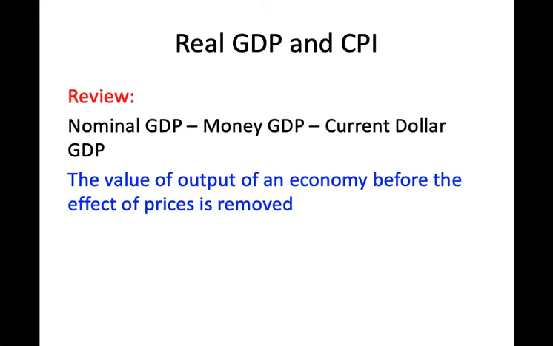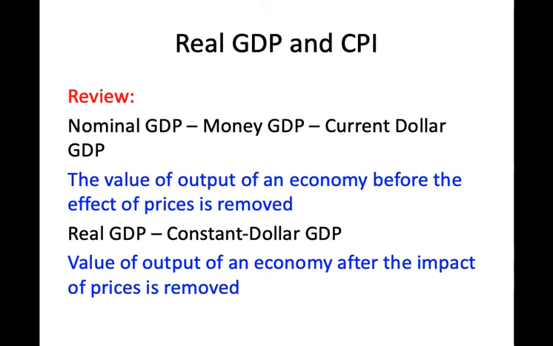Because we've just been talking about inflation at length with CPI, they're going to definitely relate. And so, we always want to get down to a real GDP or a constant dollar GDP for our calculation's sake, right? We want to ensure that the GDP growth rate that we view is real economic activity and not just inflation. We want to have the value of our output after the impact of prices has been removed.